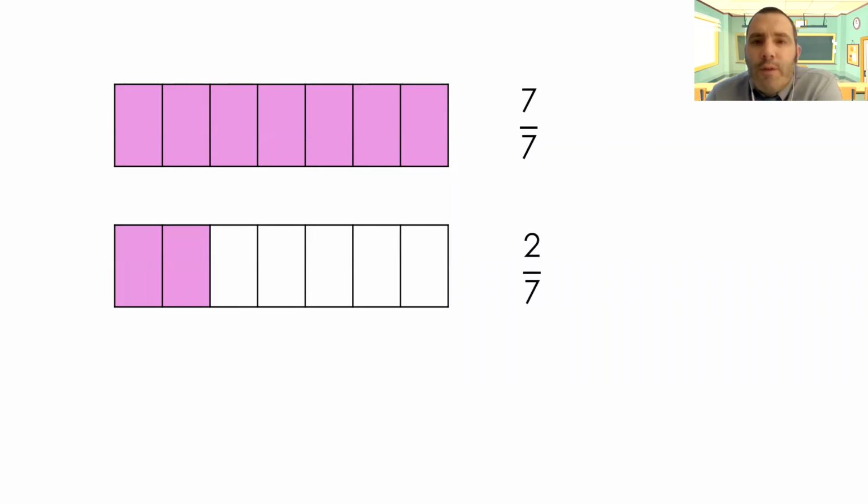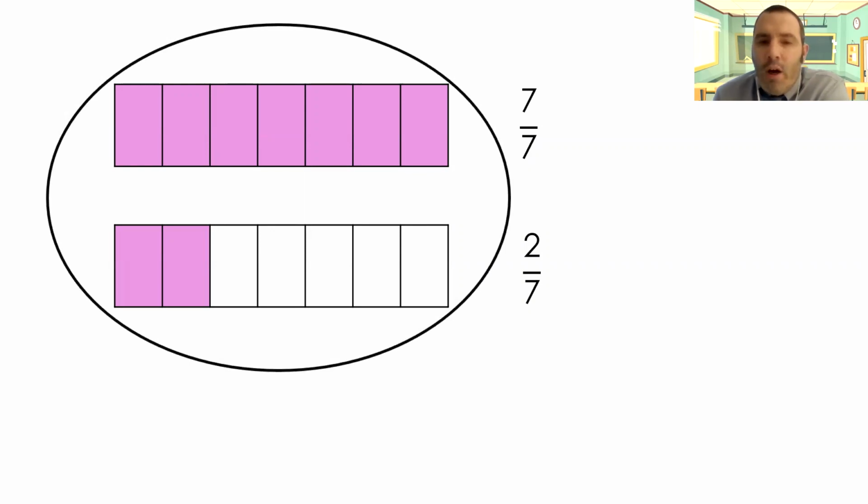So here we have 7 sevenths and 2 sevenths. How many sevenths have we got altogether? Well, I can work this out one of two ways. I can count them up, or since the denominators are the same, I can just add the numerators. So 7 add 2 makes 9. So here I've got 9 sevenths altogether.